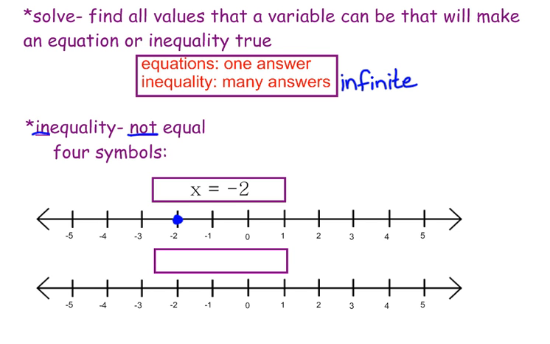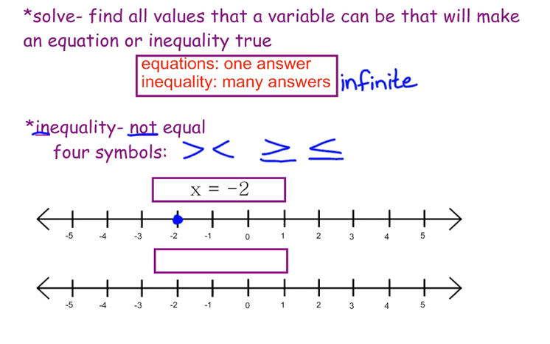And there are 4 inequality symbols that you'll need to copy down into your notes. This is the greater than symbol, and there's the less than symbol. And the other 2 are the ones that have the little line underneath, which is greater than or equal to, and this is the less than or equal to symbol. So we have 4 symbols.